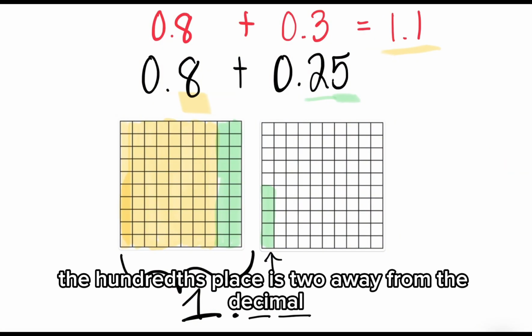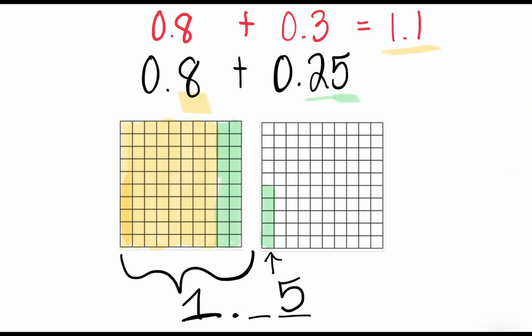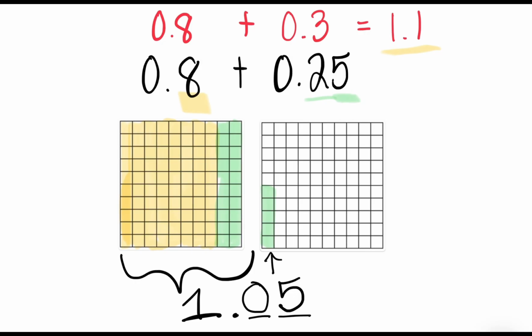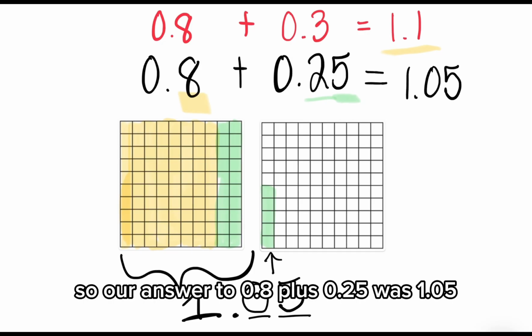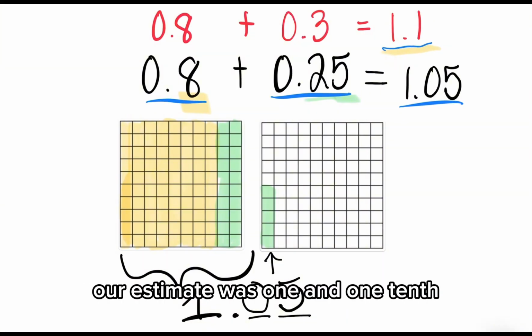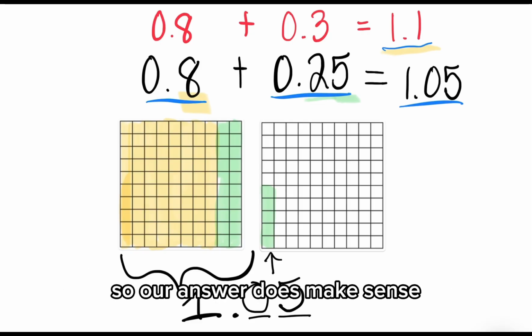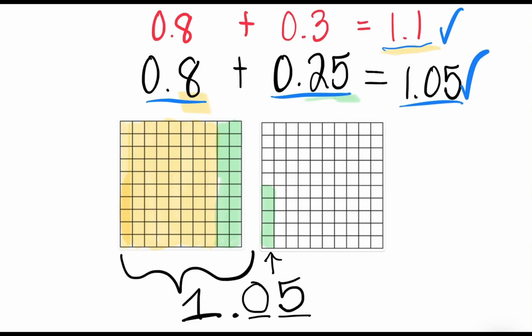The hundredths place is 2 away from the decimal, and we're going to put a 0 in here as a placeholder for that 5. So our answer to 8/10 plus 25 hundredths was 1 and 5 hundredths. Our estimate was 1 and 1/10, which is very close. It's only 5 hundredths away, so our answer does make sense.